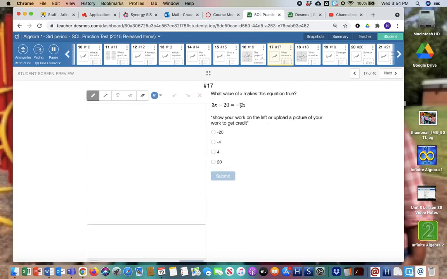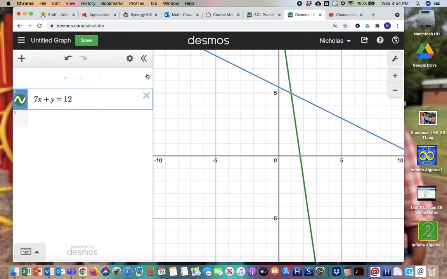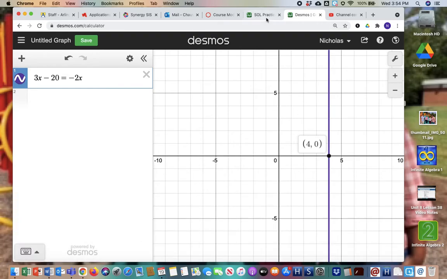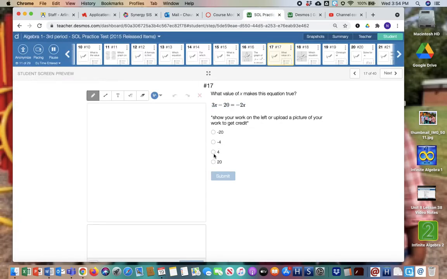All right. Here it says, what value of x makes this equation true? Okay, so you should do all the work out to get it, but to actually get this answer, let's just go in here, plug this in here, and click. We see it says 4, so my answer is 4.